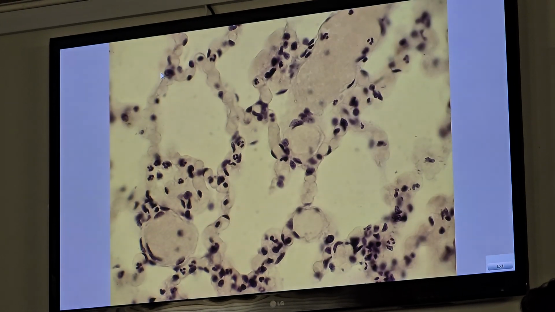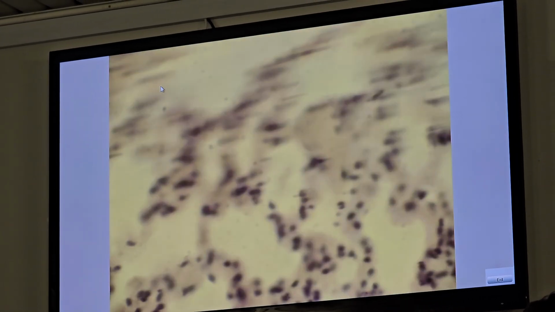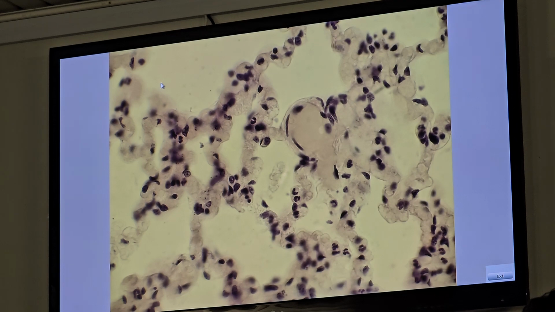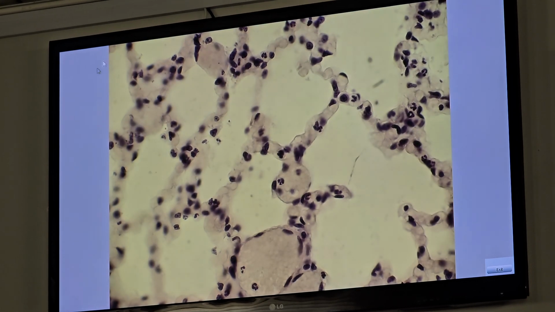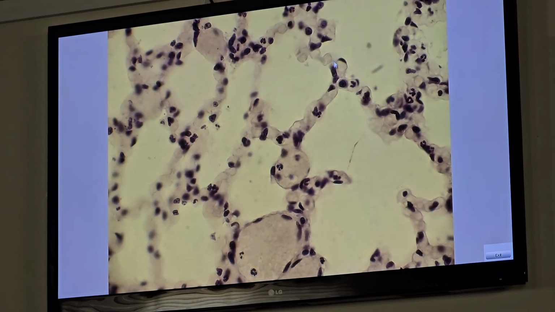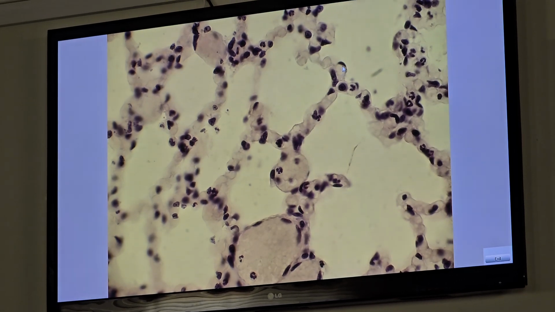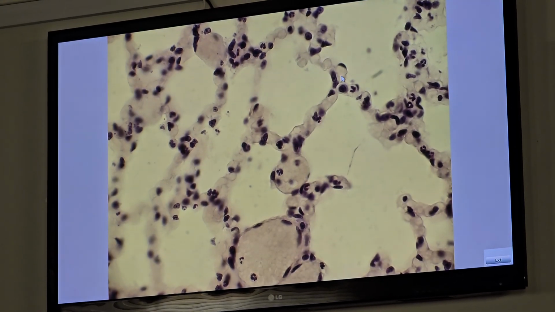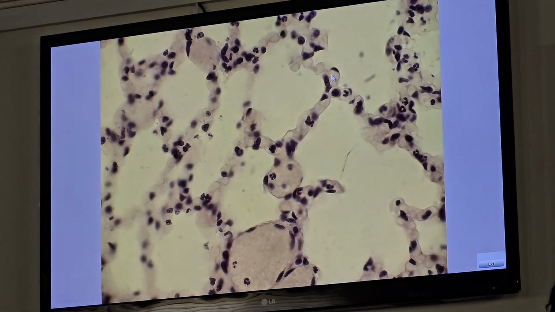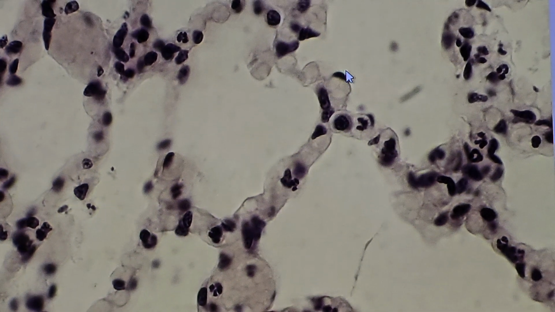Another important structure found within alveoli or interalveolar septum is the capillary. This is capillary with single endothelial cell. Notice its distinctive shape. This is capillary.